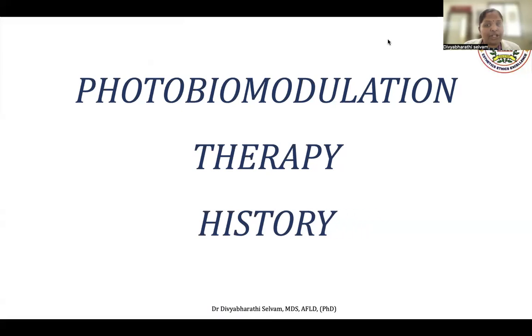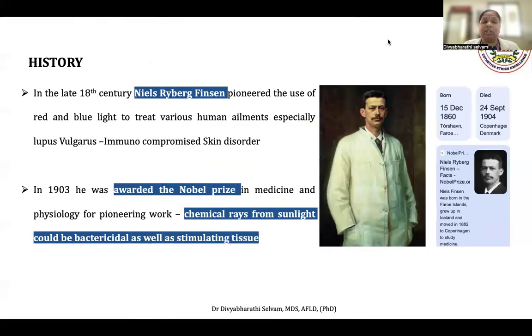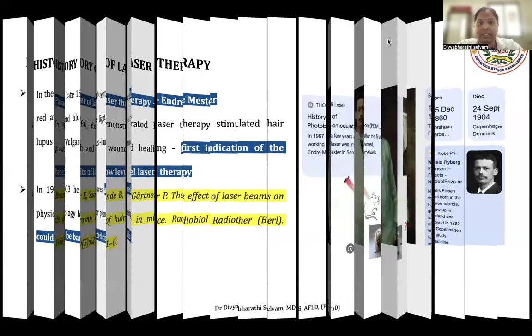So, photobiomodulation therapy history. Previously, in the 18th century, Niels Ryberg Finsen was a pioneer who used red and blue light. In 1903, he was awarded the Nobel Prize because of utilizing chemical rays absorbed from sunlight that could have a bactericidal effect as well as stimulate tissues. So these light therapies or photobiomodulation are not something new. It has been there for years, where even from sunlight we can have an interaction with the tissue and it has a bactericidal effect. For this, he was awarded.